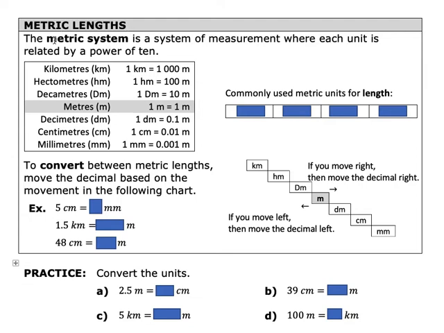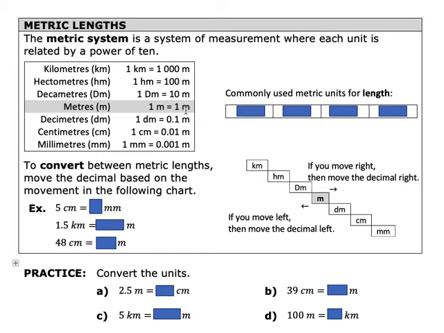Metric lengths. The metric system is a system of measurement where each unit is related by a power of 10. So, the meter is the base unit for measuring lengths in the metric system.